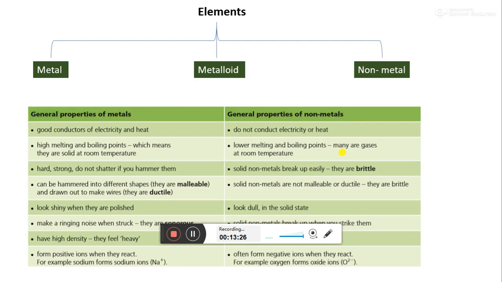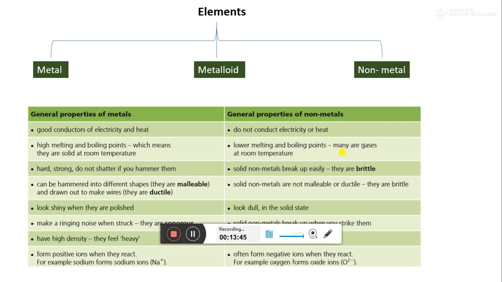Now, element is further classified into three groups. First is the metal, second is the metalloid, and third one is the non-metal. What do you mean by metal, non-metal and the metalloid? If I talk about the metals, metals are good conductors of electricity and heat.